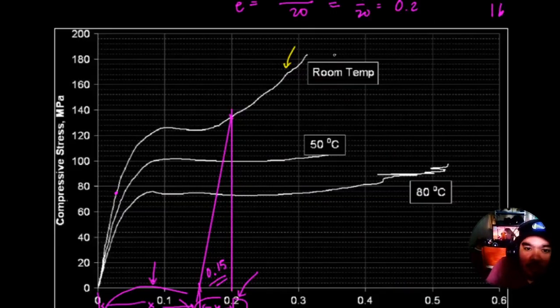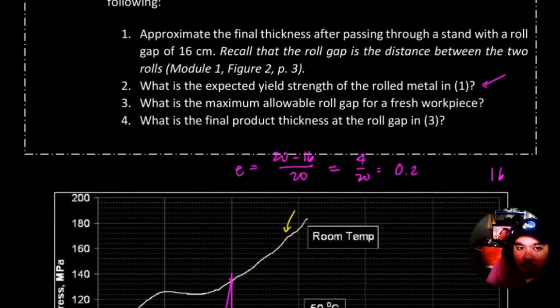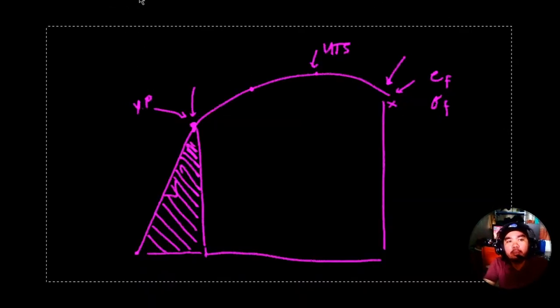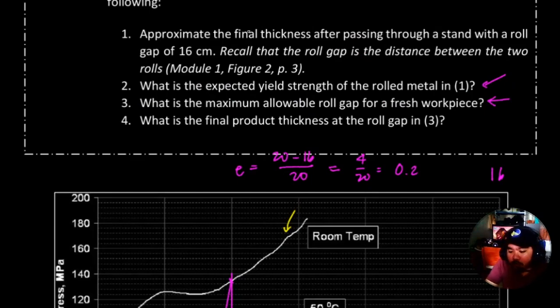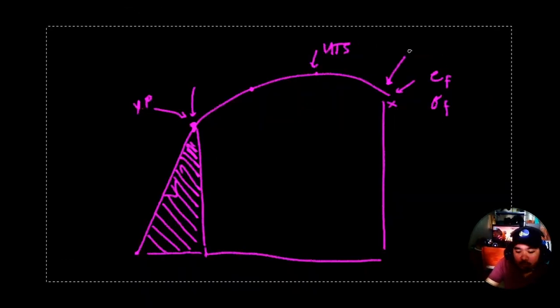Tingin nyo, ano yung pwede natin gamiting graph doon para i-answer tong problem na to? Okay? So what does it mean when we say na ano yung maximum allowable roll gap? So I'll call, sino bang hindi ko natawag? Si John, si Rebo. Si Rebo. Rebo, tingin mo, ano yung value dito na pwede natin gamitin for part 3?